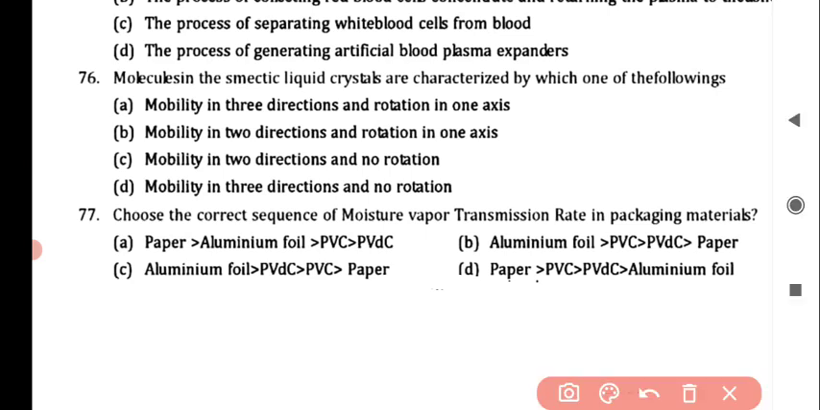So the question is, molecules in the symmetric liquid crystals are characterized by which one of the following? And the correct answer is option B, mobility in two directions and rotation in one axis. Next question is, choose the correct sequence of moisture vapor transmission rate in packaging materials. And the correct answer is option D, paper, then PVC, then PVDC, then aluminum foil.